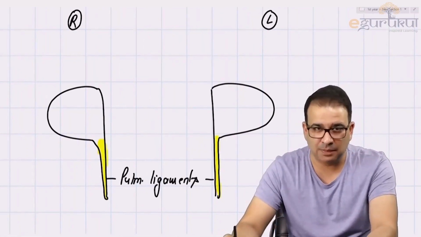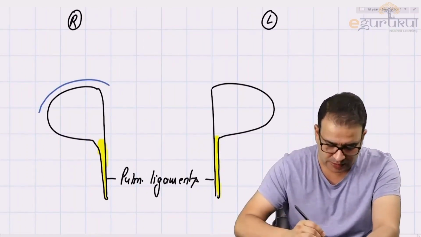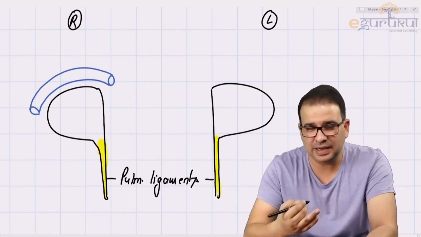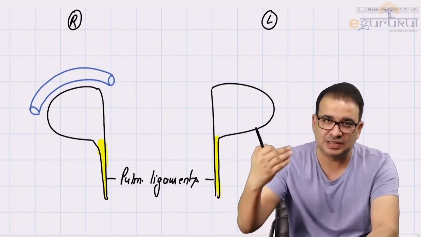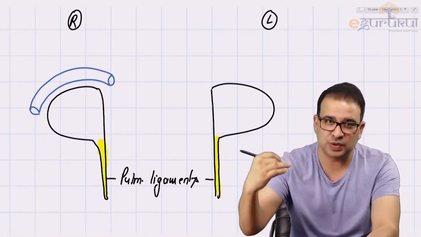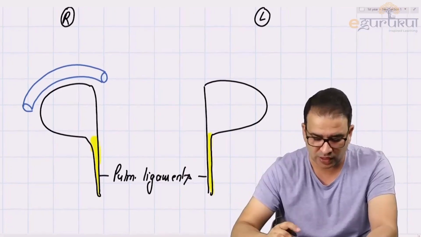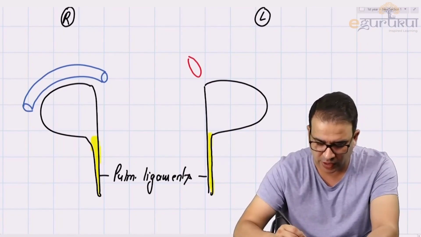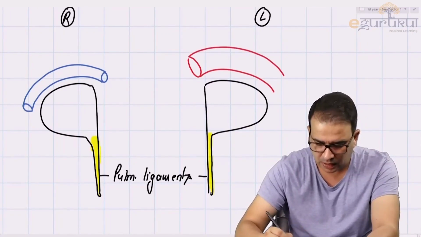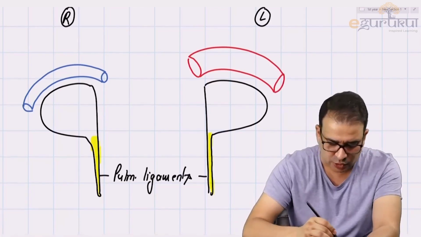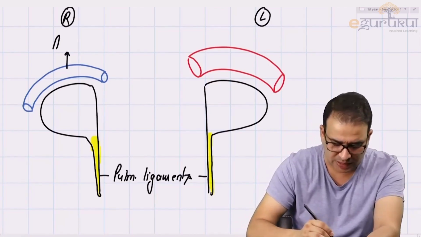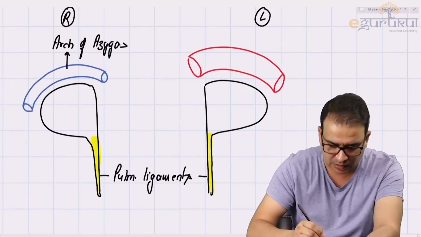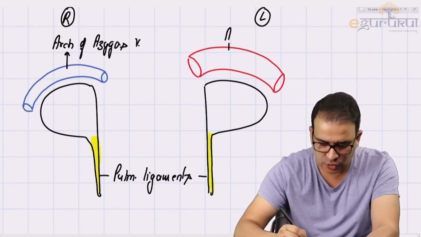The structure which is present above the right root of the lung is the arch of azygous vein. Azygous vein is on the right side, and we know that azygous vein drains into the superior vena cava. So that arch of azygous vein is seen above the right root of the lung. And an important structure present above the left root of the lung is the arch of aorta. So this is one important relation to remember: the arch of azygous vein here, and here is the arch of aorta.